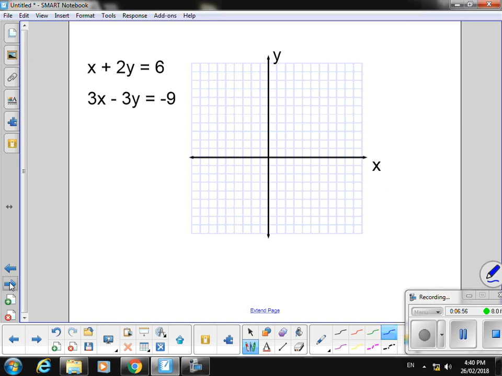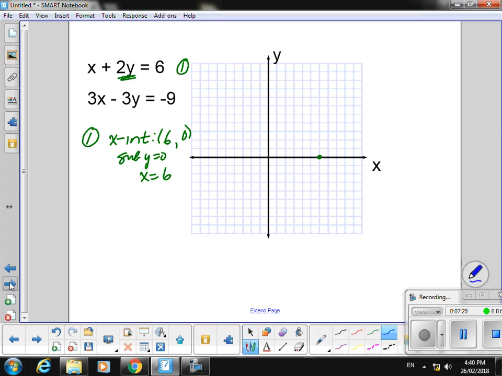x plus 2y equals 6, and 3x minus 3y equals -9. For the first line, I have decided I'm going to graph that using x and y intercepts. My x-intercept is where my y value is 0. If I substitute y equals 0 into that line, that term is 0, so I am left with x equals 6. So I have an x-intercept of 6.